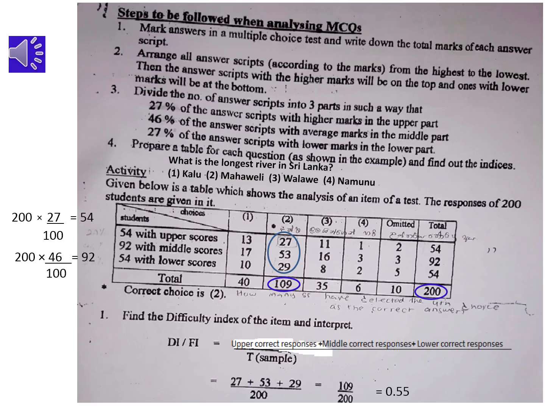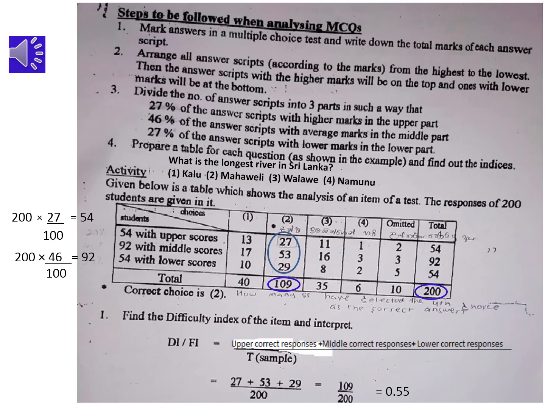Number 4, prepare a table for each question as shown in the example below and find out the indices. Then you will have to prepare the tables. How many tables? 40 tables. If there are 40 MCQs, 40 tables as given below, right? If there are 30 MCQs, then 30 such tables you will have to prepare. Now we will see how we are going to prepare these. So far we have 3 bundles, 3 sets of answer scripts.